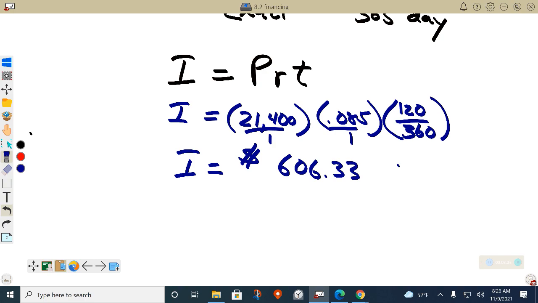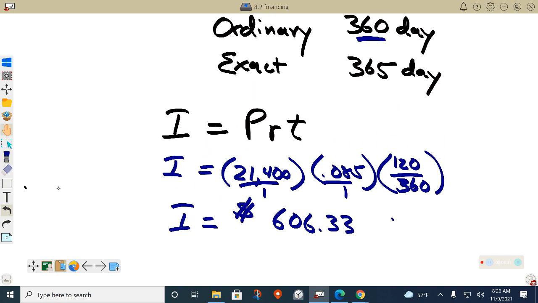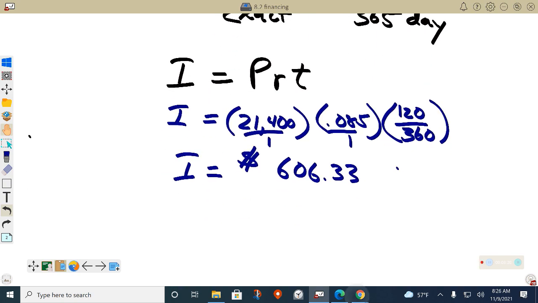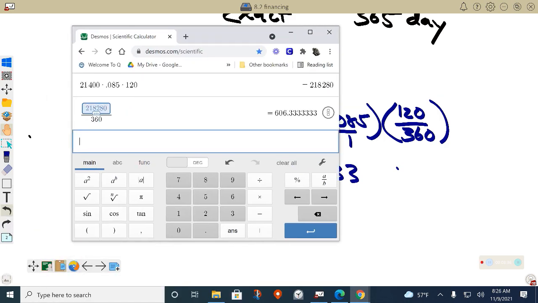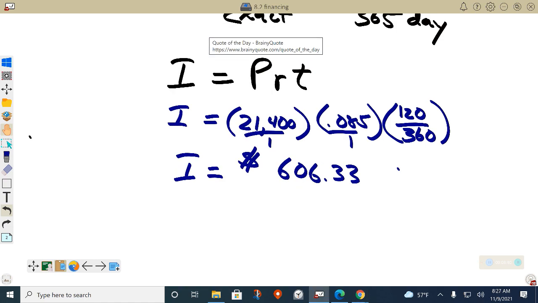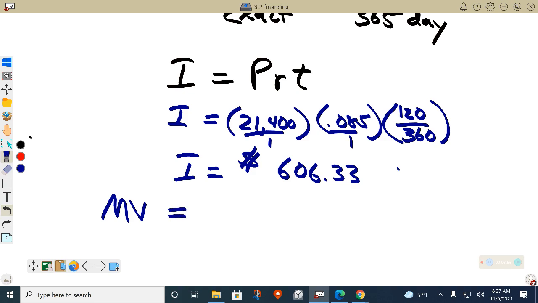So the maturity value then. Seems kind of steep, huh? 0.085, 21,400, 120 days. Dang. Whew. The bank made $600 in 120 days from this lady. So the maturity value is the total value that Dantis pays: what she borrowed from the bank plus the interest. In other words, the principal plus the interest. That's the maturity value.